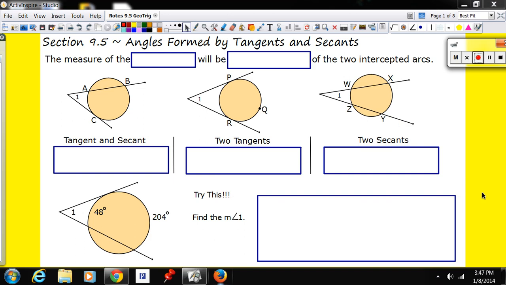Hey guys, here's section 9.5. Continuing on our theme of circles, we're going to talk about angles formed by tangents and secants.